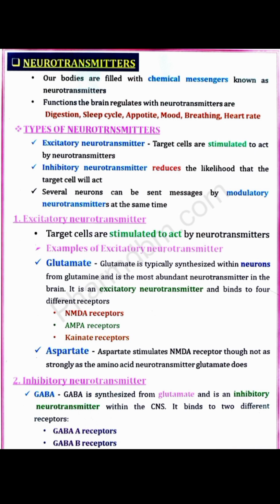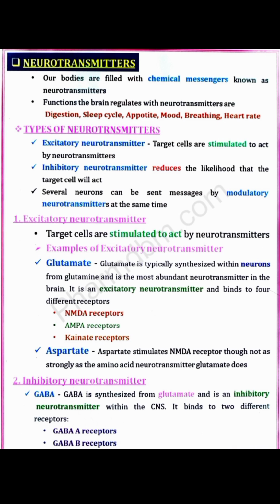Excitatory neurotransmitter: target cells are stimulated to act by neurotransmitters. Inhibitory neurotransmitter reduces the likelihood that the target cell will act. Several neurons can be sent messages by the modulatory neurotransmitters at the same time. First one, excitatory neurotransmitters. Target cells are stimulated to act by the neurotransmitters.